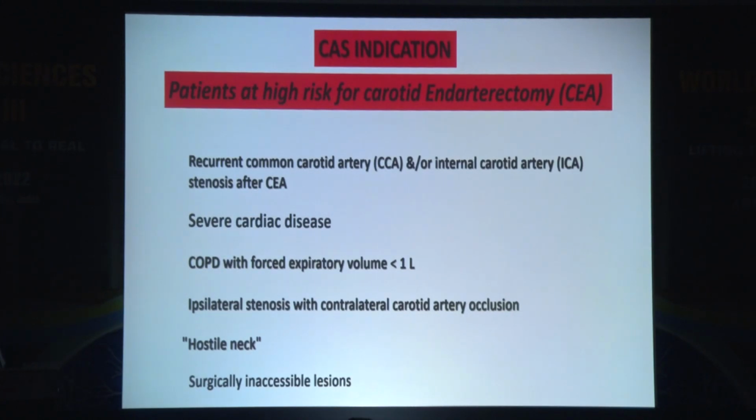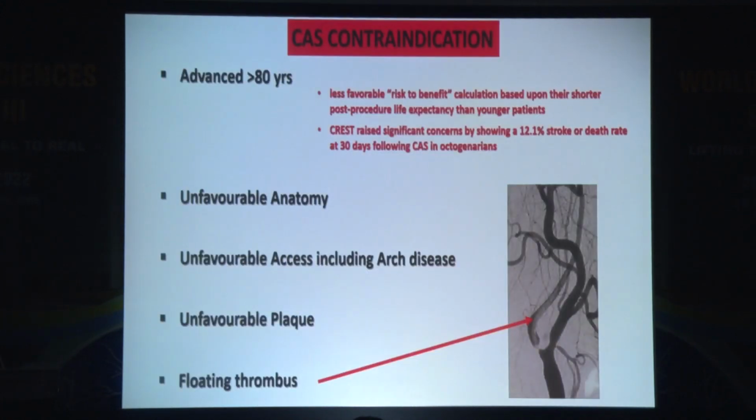And if the patient has a hostile neck, or has received radiation because of head and neck cancer, these are also ideal candidates for CAS. And also the surgically inaccessible lesion, like if we find any lesion above C2, they are not ideal candidates for CEA. So these are the contraindications for CEA, but not absolute contraindications.